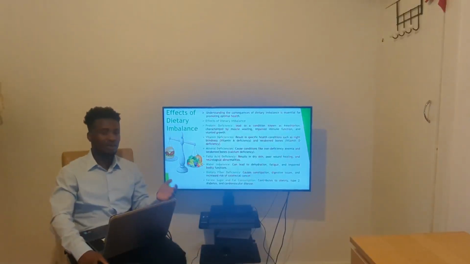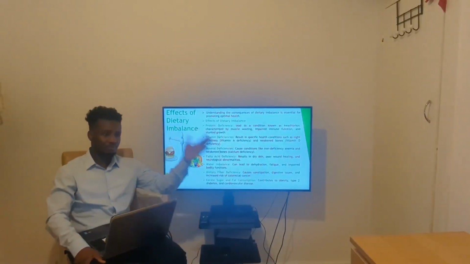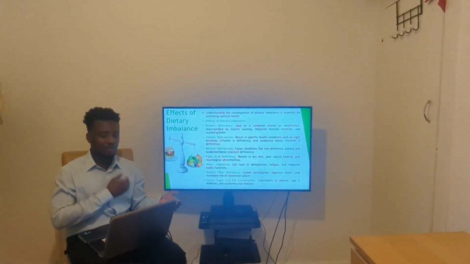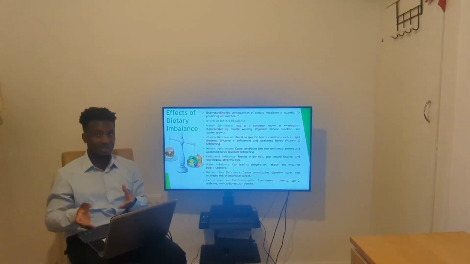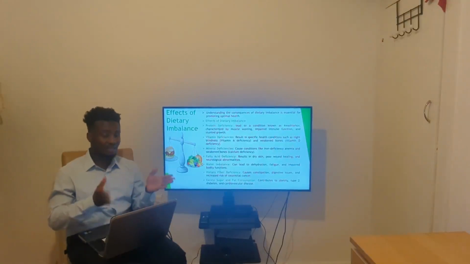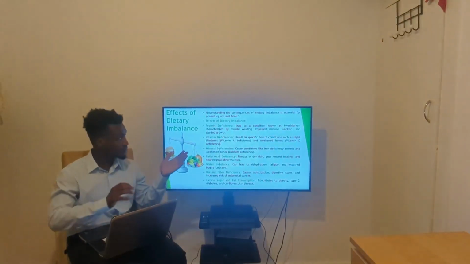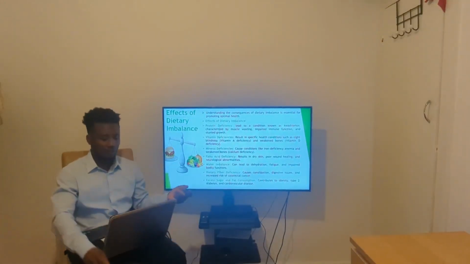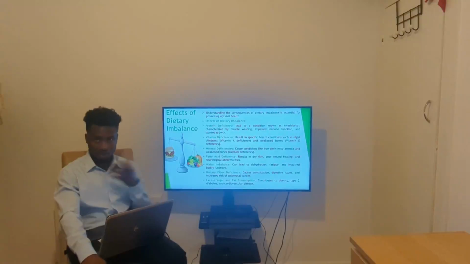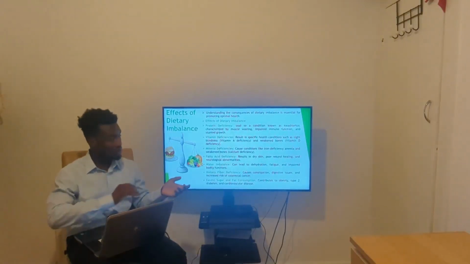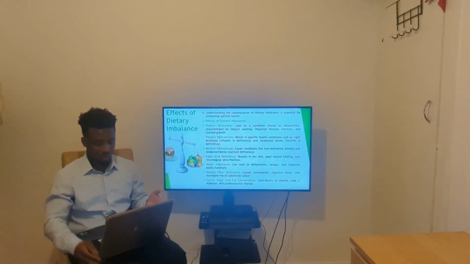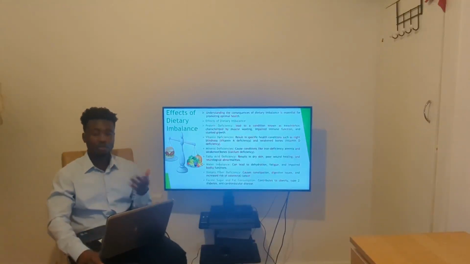So what do we mean by the effects? Meaning, what are the consequences of not having a balanced diet? By understanding this dietary imbalance, we can promote optimal health. So the consequences of dietary imbalance: one, the lack of protein. The lack of protein in our body can lead to kwashiorkor and muscle wasting.